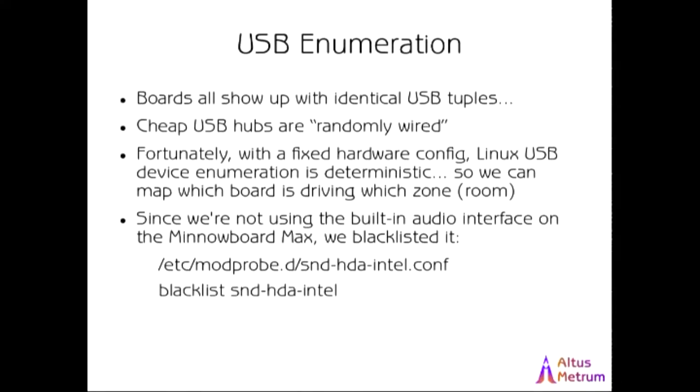The good news is, with a fixed hardware configuration, USB enumeration in Linux is deterministic. So we can generate a map that says, yeah, okay, the thing that's plugged into the fourth hole in the USB hub is the one driving such and such room. And that's all we really need. And so that's working out just fine. Now, if there's ever some change in the Linux kernel that causes the USB enumeration order to change, yeah, I'm screwed. I'll have to spend a whole 15 minutes mapping it out again.